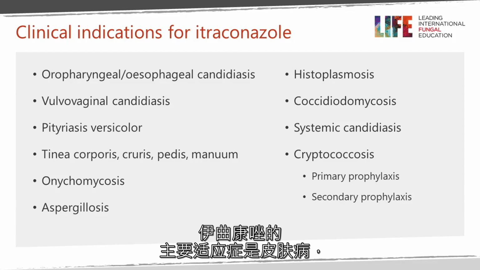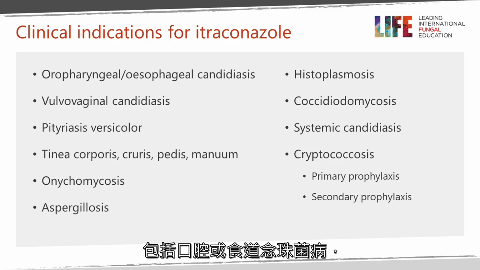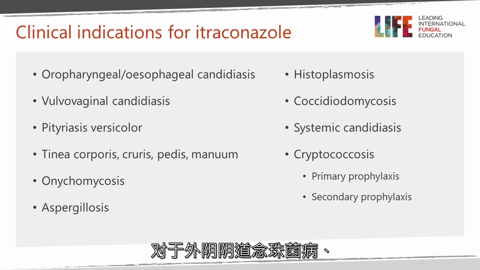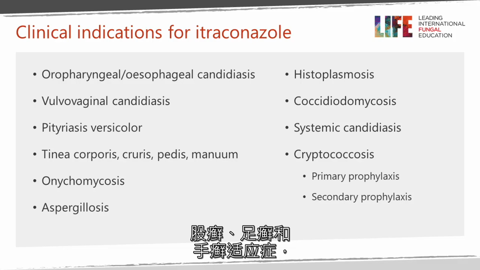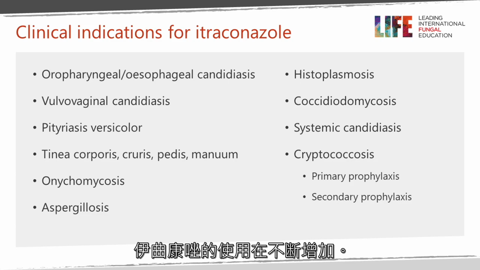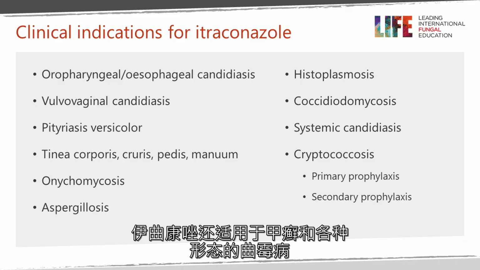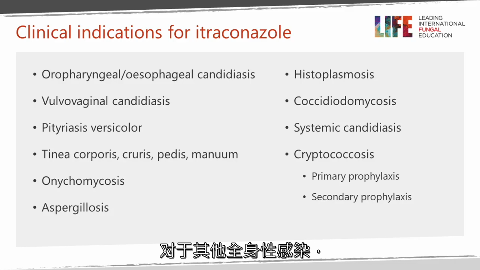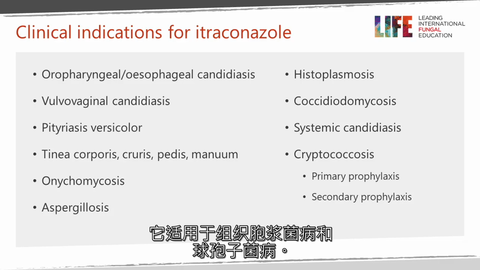The main indications for itraconazole are dermatological, including oral or esophageal candidiasis, particularly using the solution rather than capsules, vulvovaginal candidiasis, pityriasis versicolor, tinea corporis or cruris, pedis and manuum. The indication for itraconazole is increasing because of terbinafine resistance, onychomycosis, and various forms of aspergillosis, both chronic and allergic aspergillosis. For other systemic infections, it's indicated for histoplasmosis and coccidioidomycosis.